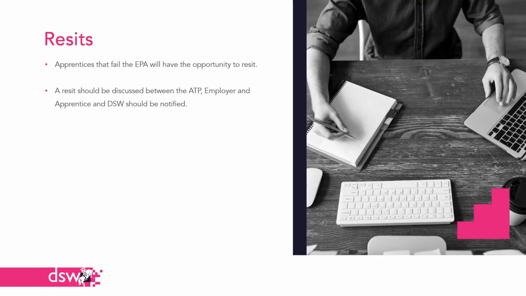Resits. The apprentice will have the opportunity to resit or retake failed assessments. The operations team will be in contact after notification of a fail grade to confirm if you would like to proceed with a resit or retake. A resit does not require further learning, whereas a retake does. Once a cost has been agreed, the assessments can be rebooked.